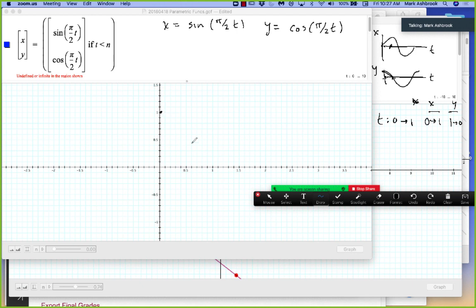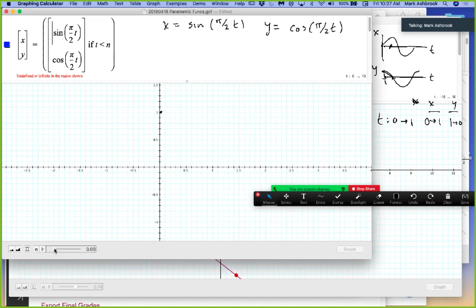Will it be like a straight line like this? No, it's going to be a curve. Yeah, it'll be a curve because we've got sine and cosine. So let's just watch that happen here. As t goes from 0 to 1, x goes from 0 to 1, and y goes from 1 to 0.